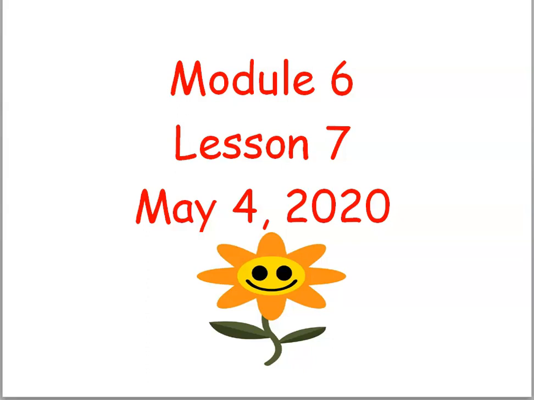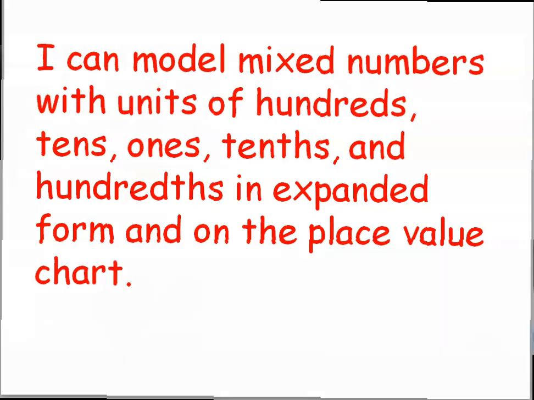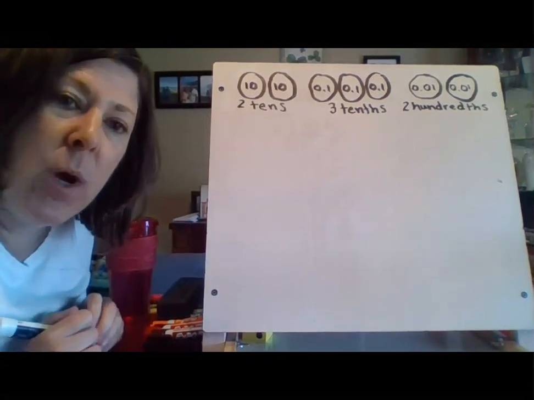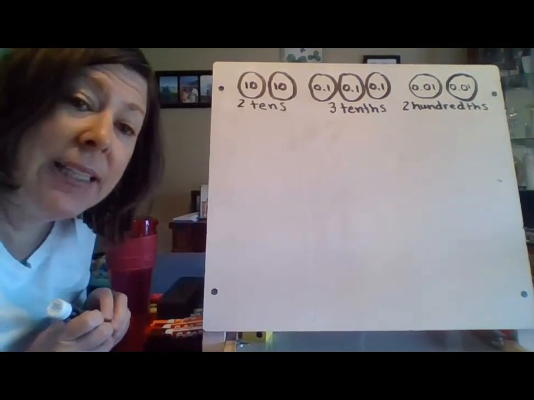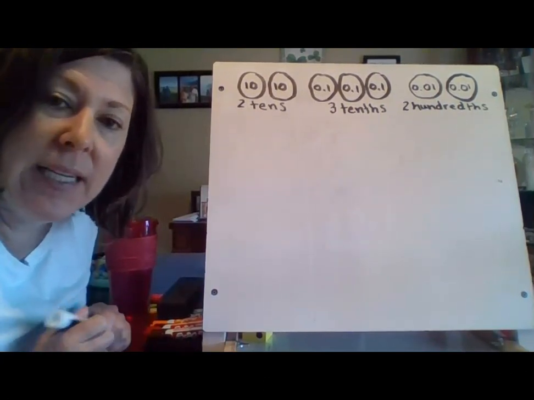So our I can statement: I can model mixed numbers with units of hundreds, tens, ones, tenths, and hundredths in expanded form and on the place value chart. So the first example we're going to do corresponds to number 1 on your problem set. It's not exactly the same example in number 1, A and B, but it is similar.